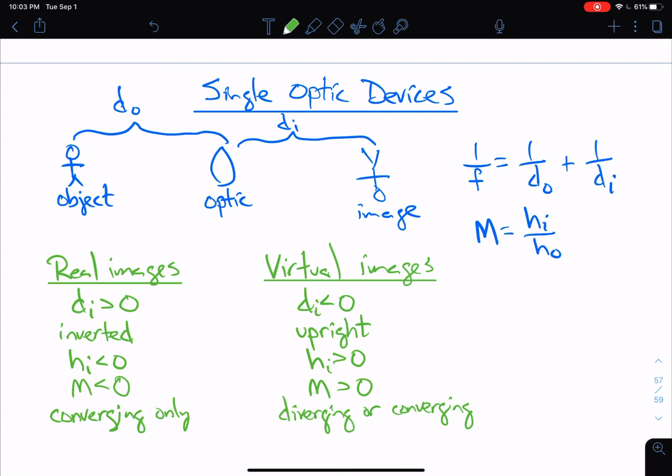So a converging optic is going to bring the light together. That's going to be its tendency. A diverging optic, it tends to spread the light apart.